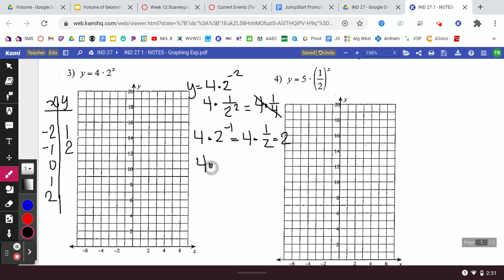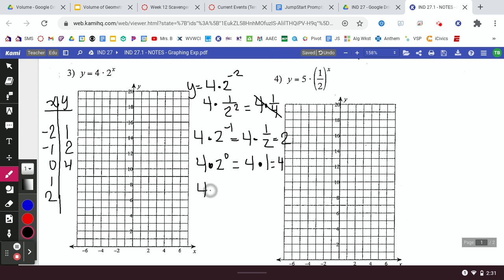Now 4 times 2 to the 0, because I'm plugging a 0 in for the exponent. Don't do the multiplication yet. 4 times, what's 2 to the 0? 1. If you do the multiplication first, and you do 4 times 2 is 8, and then 8 to the 0 power is a 1, you're going to get the wrong answer. You've got to make sure and do PEMDAS in the right order.